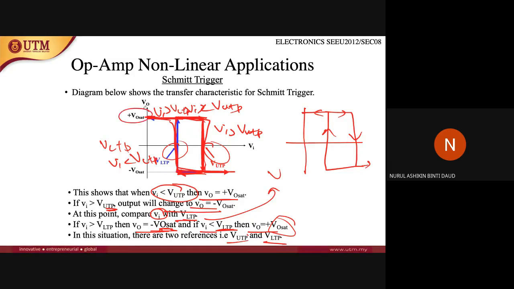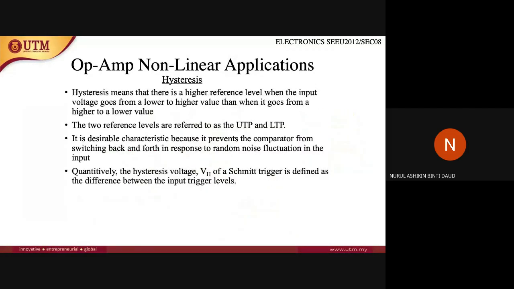I mean, you need to know how to draw this graph, and this equation is based from the earlier inverting equation. And so what is hysteresis again? Hysteresis means that there is a higher reference level when the input voltage goes from a lower to higher value, and when it goes from a higher to lower value. So this is UTP and this is LTP. Yeah, so the two references are UTP and LTP.